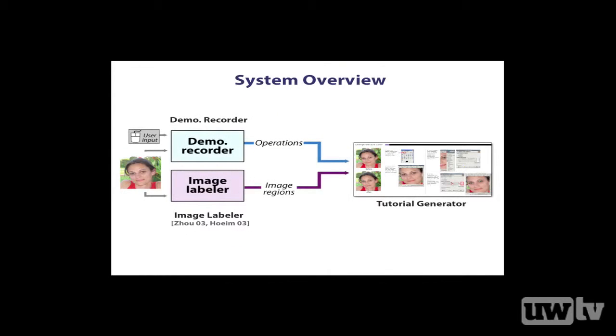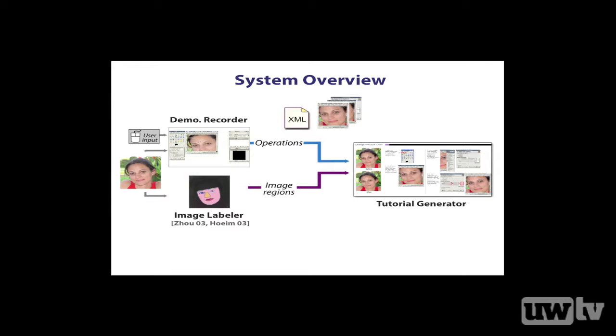Here's our approach. Given an input image, a user first demonstrates the manipulation using an instrumented version of GIMP that records all changes to the application state and interface state. In parallel, we run a set of computer vision-based labelers to recognize semantically important regions in the image. Then we use these labels and the recording to automatically generate the tutorial.